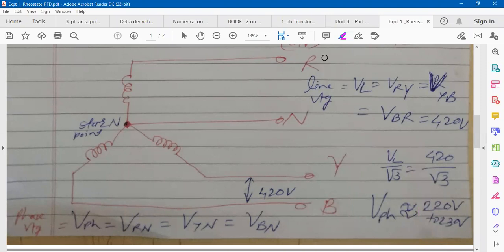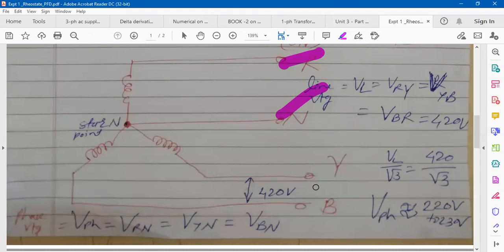420 volt means what? The voltage you measure across RY is 420, across YB 420, across BR 420. But if you measure it R to neutral, Y to neutral or B to neutral, you will get 420 divided by √3, that is VPH. So VL by √3 is VPH. 420 is called the line voltage, which is across RY, YB and BR. And VPH is called the phase voltage, which is 420 divided by √3, that is 220 to 230 to 240, you get it. This is called the phase voltage, R to neutral, Y to neutral, and B to neutral. So what do we exactly mean by 3-phase AC supply and single phase AC supply? Is this clear to everyone?